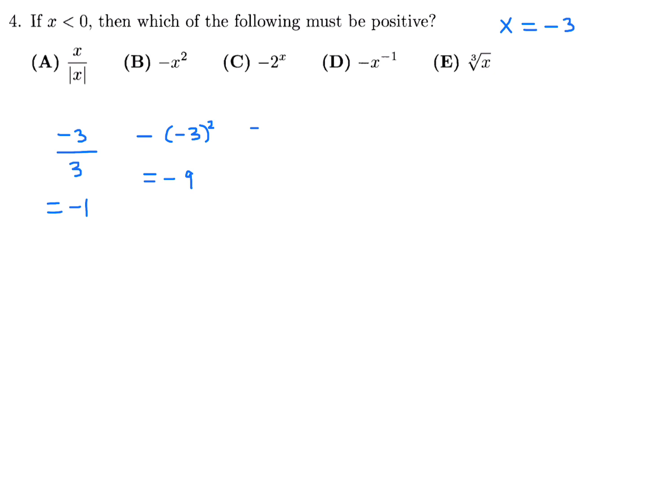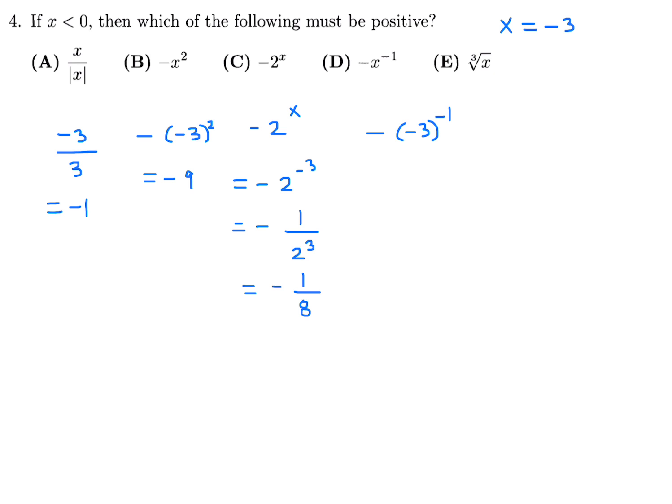How about this one? 2 to the x. So again, be careful. It's 2 to the -3. So this is -1 over 2 to the 3. And that is -1 over 8. So far everything's negative.